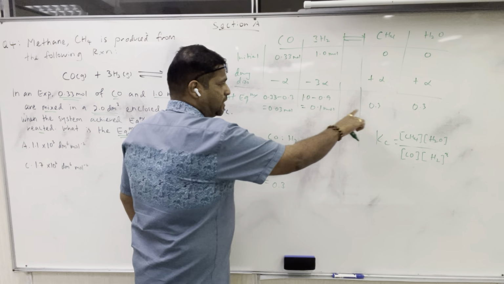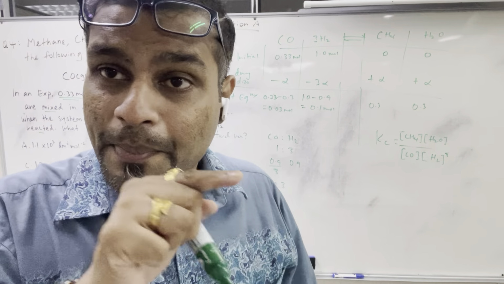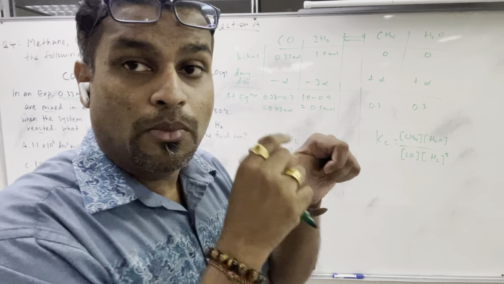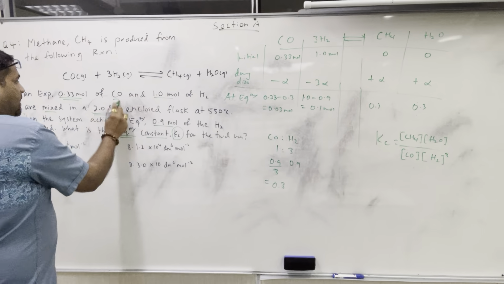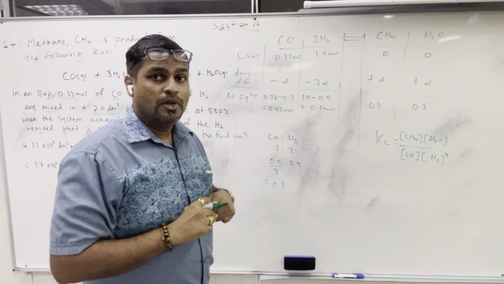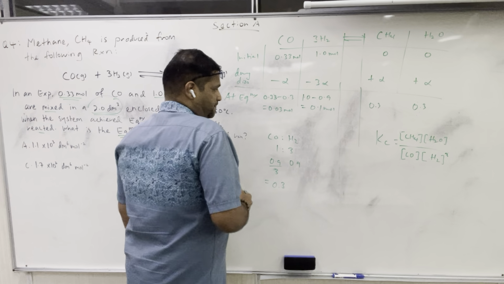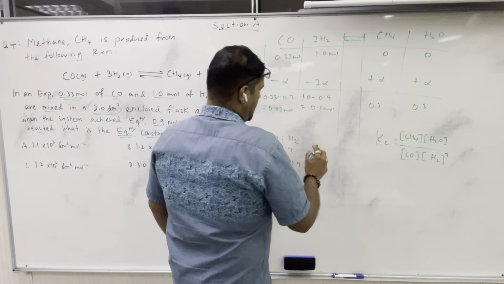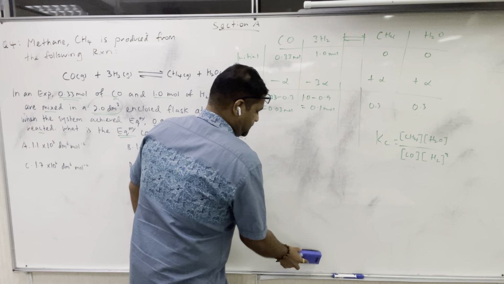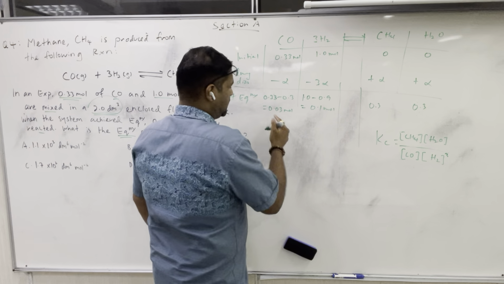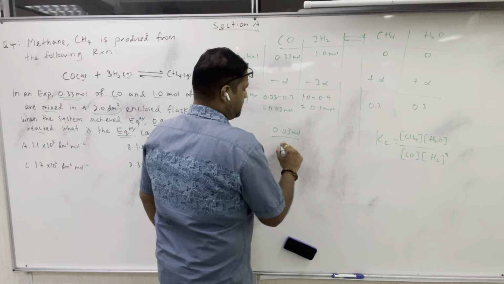So now how to find? We already have all the moles. Now we need to find the dm cube, because the concentration unit is mole per dm cube. We already found the moles. So where is the dm cube? It is already mentioned earlier in the question, 2 dm cube. So we're going to find the concentration for each. First, for carbon monoxide, we're going to take 0.03 mole divided by 2.